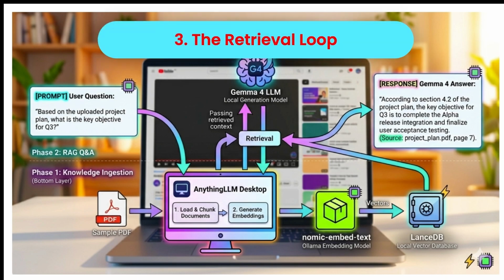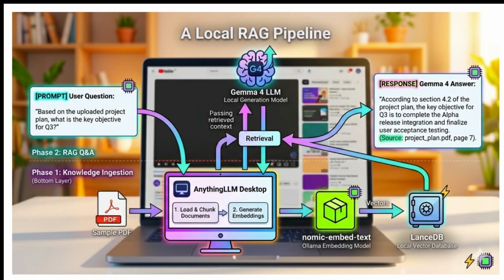3. The retrieval loop. When I type a question like, "What is our target checkout latency constraint?" the system converts my query into a vector, finds the closest matching chunks from our PDF, and hands them to the LLM. The LLM reads that specific context and spits out the perfect answer.